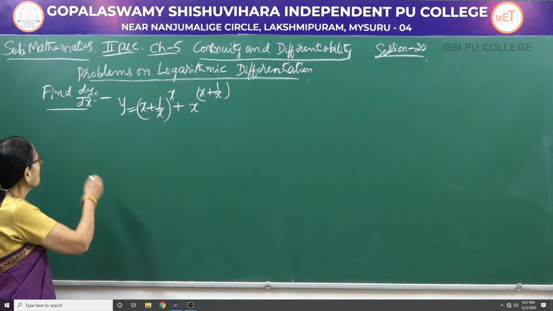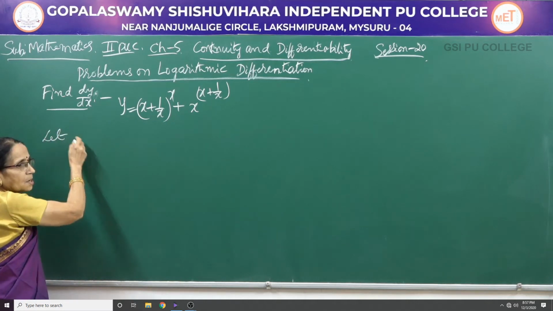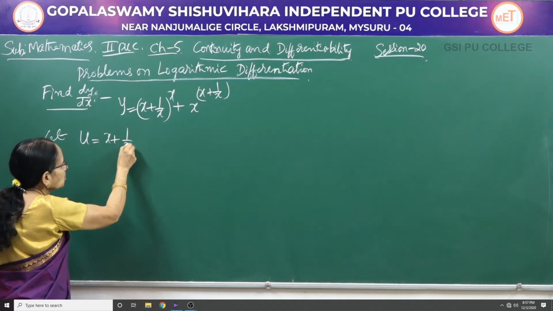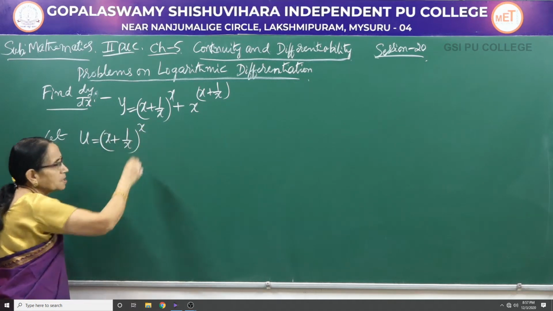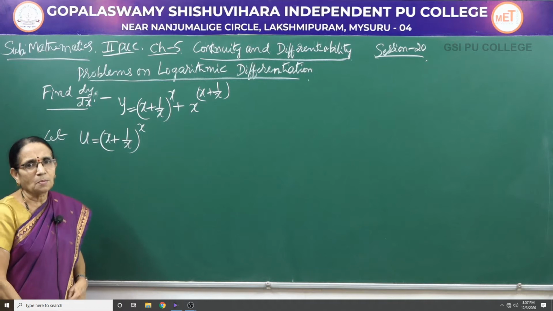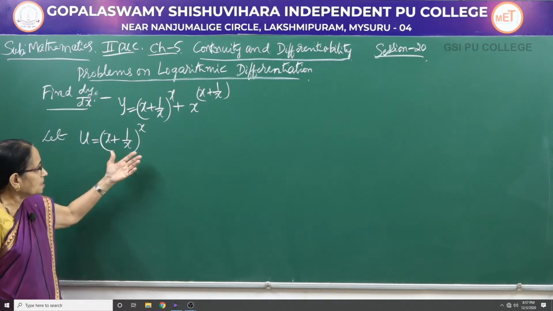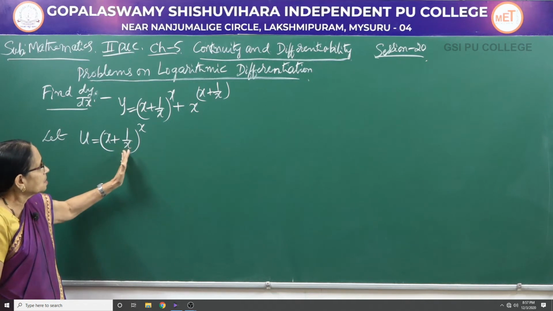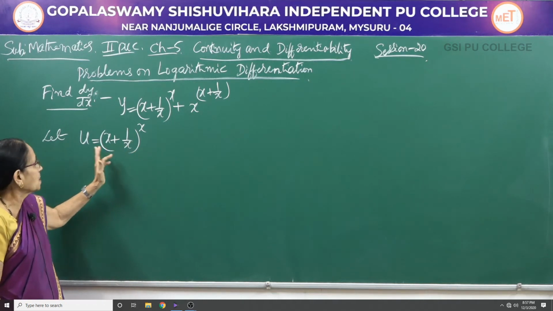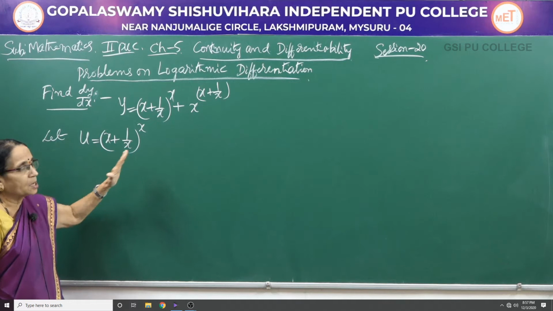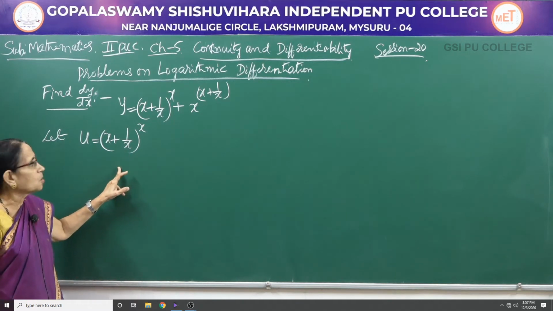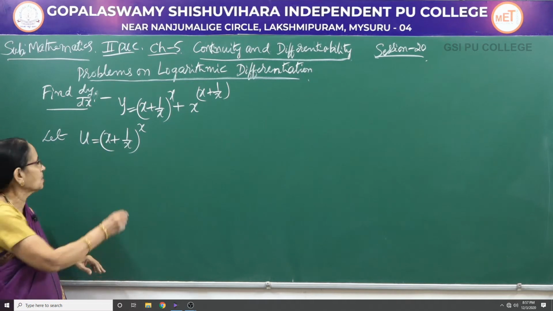So, let me write like this: let u be equal to (x plus 1 by x) whole to the power x. The procedure is the same, and the calculation takes place in the same number of steps also, but here we have to take them separately. For individual terms, we have to apply the logarithmic differentiation procedure. Let u be equal to (x plus 1 by x) whole to the power x.